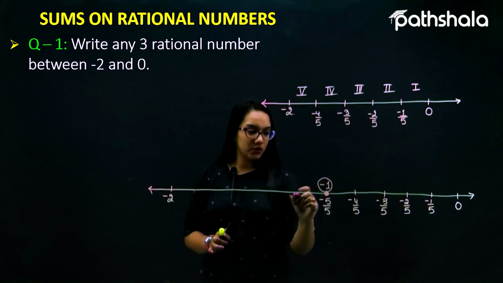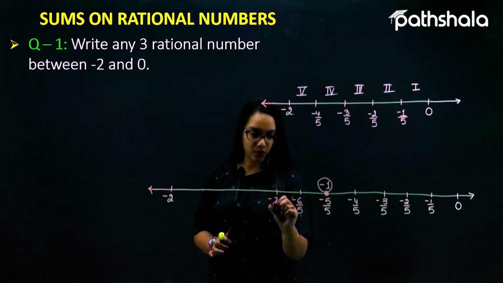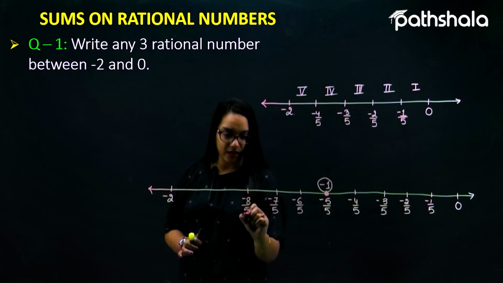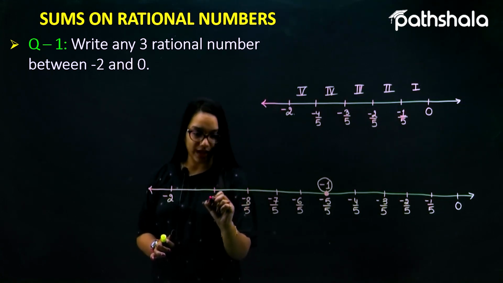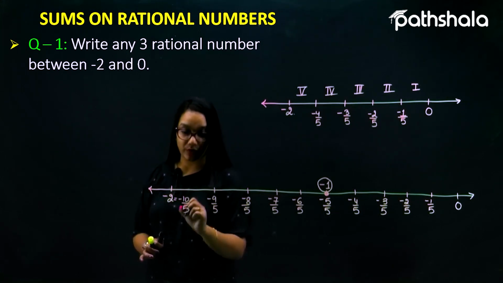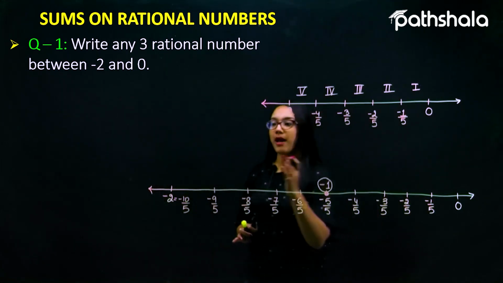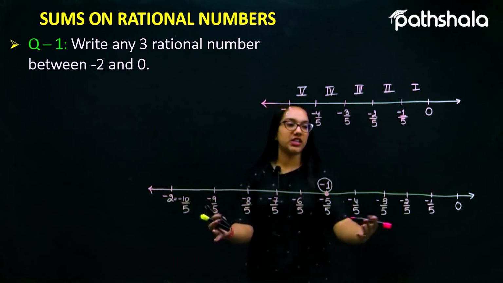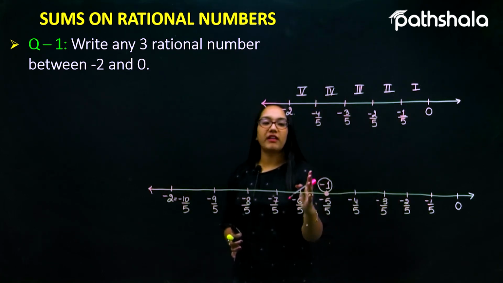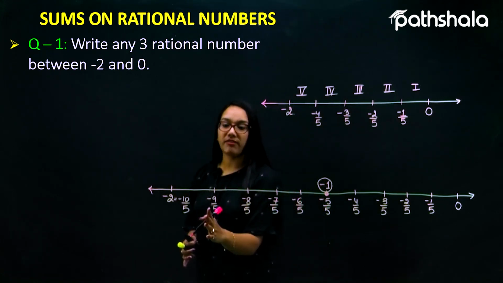If we move on further, this point will be minus of 6 by 5, this is minus of 7 by 5, this is minus of 8 by 5, this will be minus of 9 by 5, and this can be written as minus of 10 by 5, which represents minus of 2. It means that in between 0 and -2, I have calculated all these rational numbers: -1 by 5, -2 by 5, -3 by 5, -4 by 5, -5 by 5, -6 by 5, -7 by 5, -8 by 5, -9 by 5, and so on.